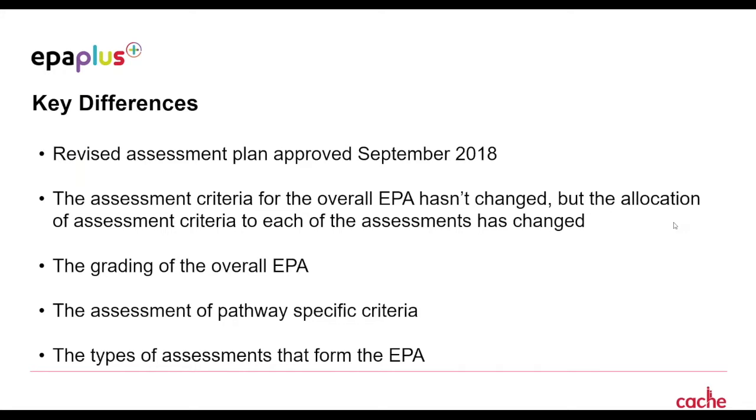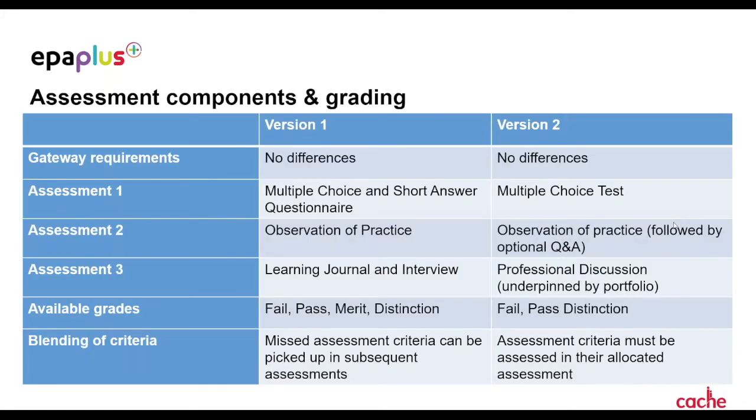The other changes are that the grading of the overall EPA has changed, and the assessment of the pathway-specific criteria, and I'll go into a lot more detail about that. And there are some changes to the types of assessment that form the endpoint assessment too. So the three assessments are still broadly similar, but there are some changes there. So let's go right ahead and jump in.